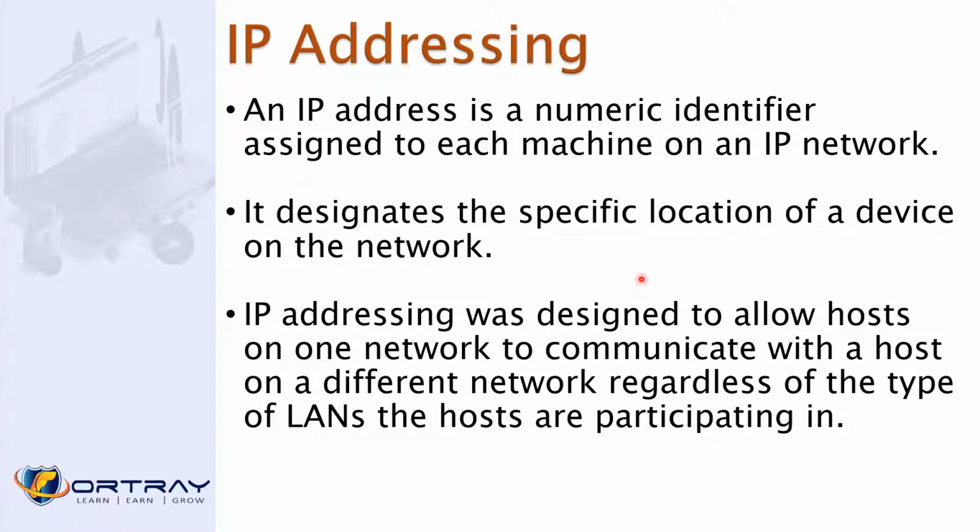Number one, ipconfig. And on the network interface card, you can go to the network interface properties, and you can assign the IP address yourself, or you can leave it to the router or DHCP server to assign an IP. It designates the specific location of the device on the network. IP addresses were designed to allow a host on one network to communicate with a host on a different network, regardless of the type of LAN the hosts are participating in. So if the host is in a different LAN, the IP address is assigned to make sure that one LAN can communicate with another LAN.